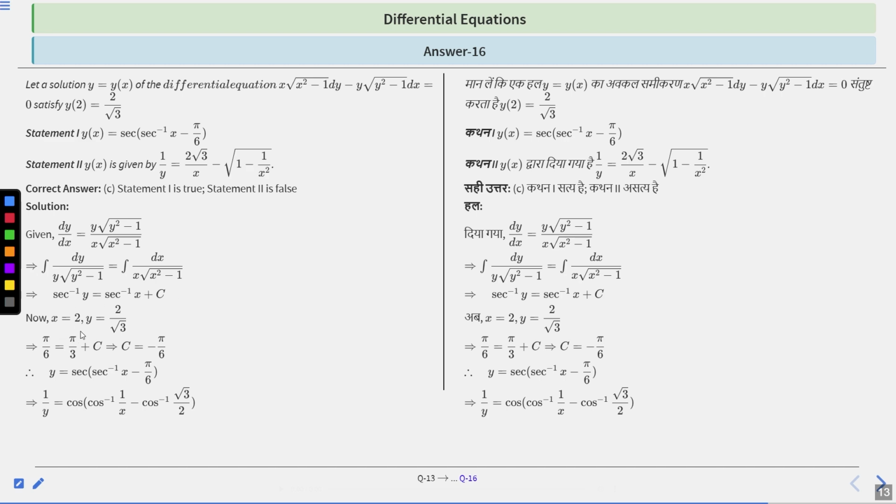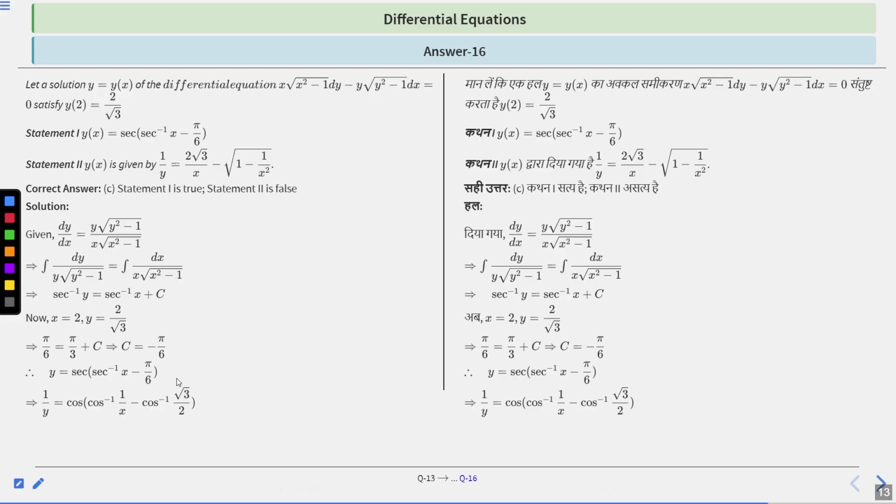Now, at x equal to 2, y is equal to 2 by root 3. Therefore, we got pi by 6 is equal to pi by 3 plus c. Therefore, c is equal to minus pi by 6, right? Therefore, y is equal to sec of sec inverse x minus pi by 6. Therefore, 1 by y is equal to cos of cos inverse 1 by x minus cos inverse root 3 by 2, right?